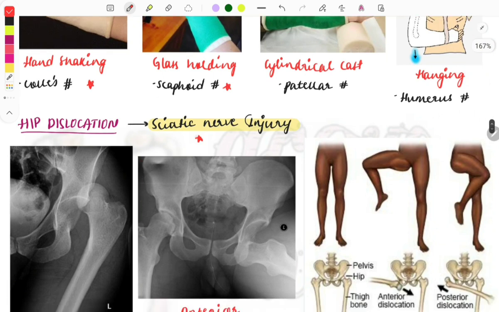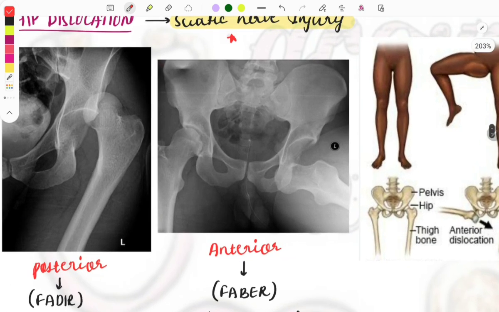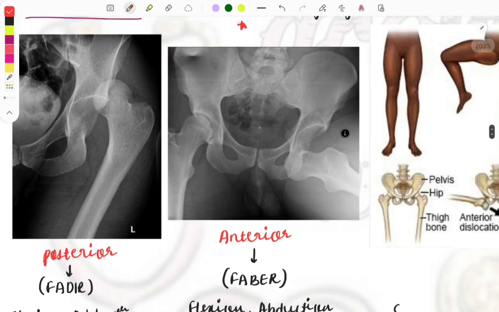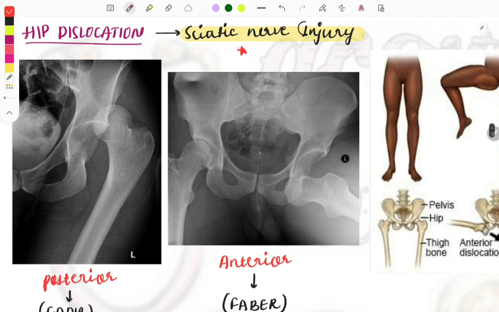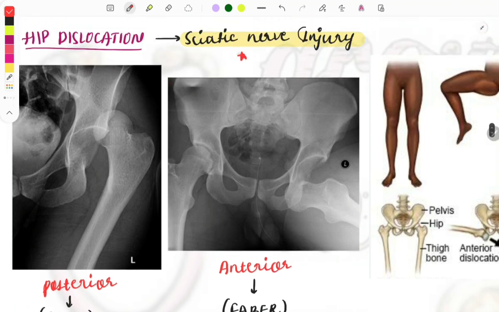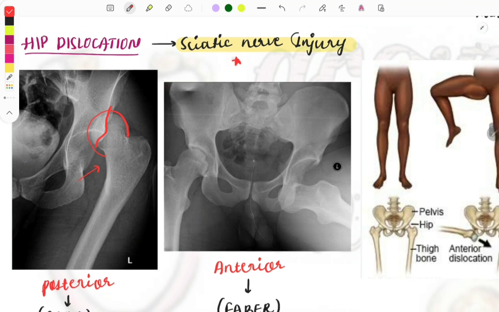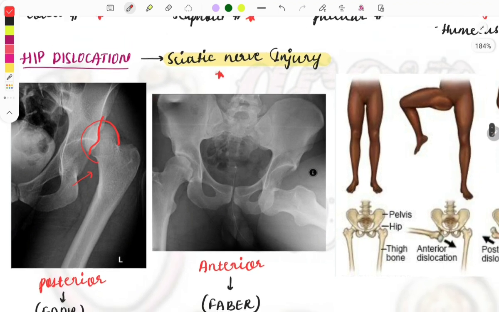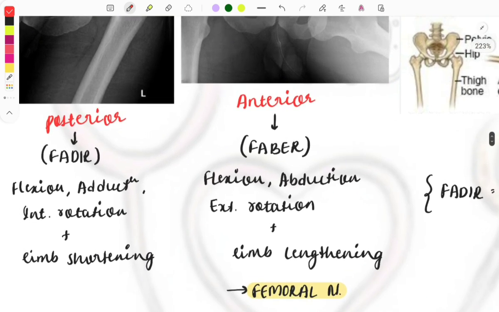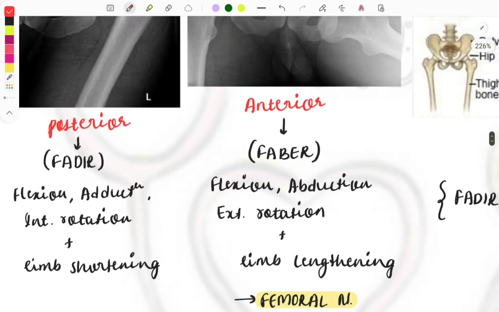So important. Then let's look at the X-ray images. This dislocation is the posterior dislocation. As you can see here, the femur head is going towards the posterior side, and this bone is appreciated more clearly, whereas behind this one there is the head of the femur. So this is the posterior displacement, and the changes which will happen in case of posterior dislocation are flexion, adduction, internal rotation.